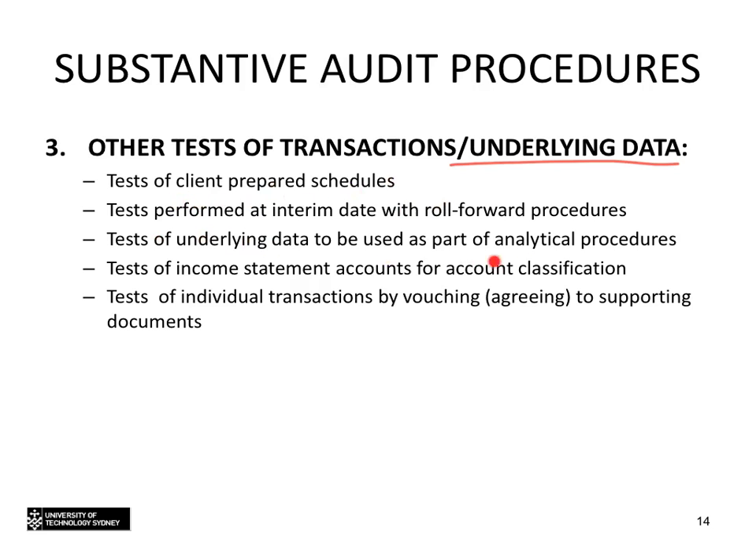And we do a lot of tests of underlying data if I'm going to use analytical procedures. Ratio analysis is only as good as the data that comes out of the system, and that's only as good as the internal controls around that system. So looking at the underlying data is important.